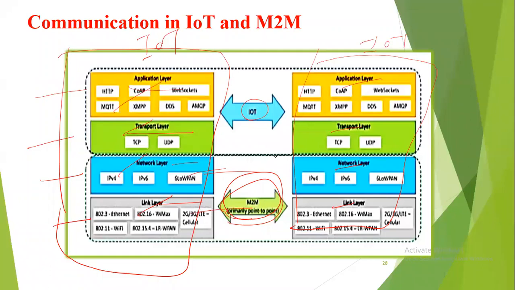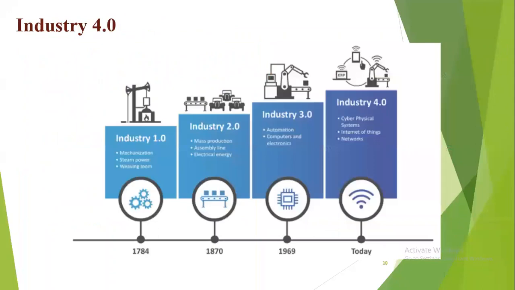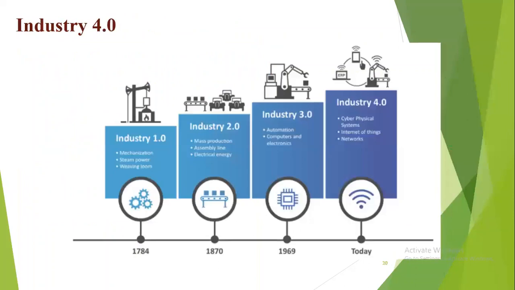So industrial Internet of Things refers to the extension and use of Internet of Things in industrial sectors and applications. Presently, information technology and operation technologies are used, like SCADA, PLCs, ICs, etc. To increase the production and efficiency of the industry, you have to use IoT in industrial sectors. So here there is a concept coming right now, that is Industry 4.0.